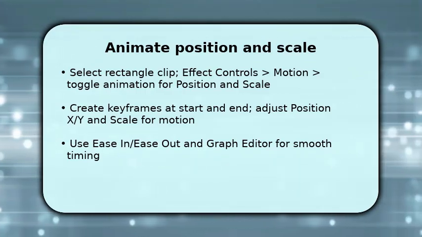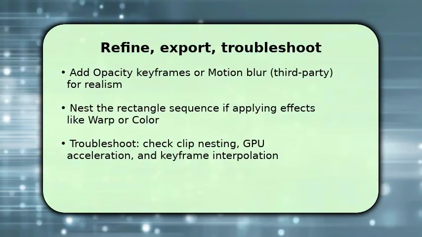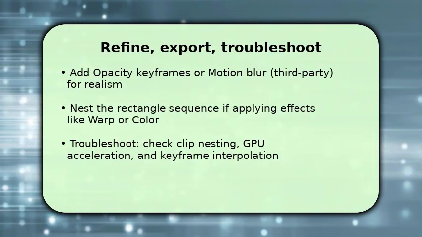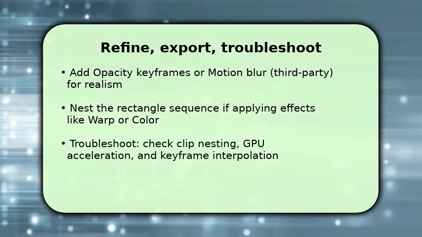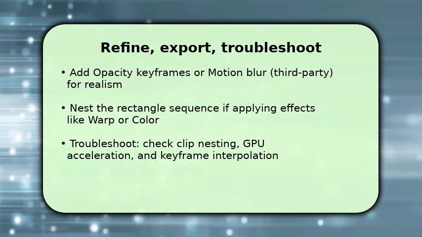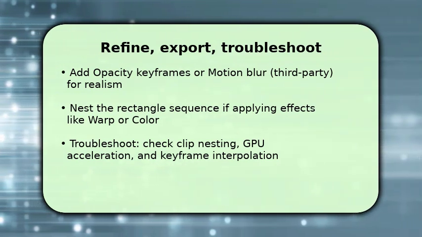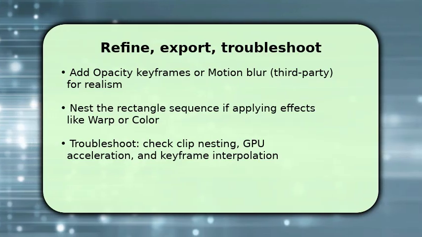Finish by refining timing and look. Add opacity keyframes for fades, nest the clip to apply compound effects, and color grade the rectangle if needed. Once satisfied, render the sequence to preview at full speed and export with your chosen preset.